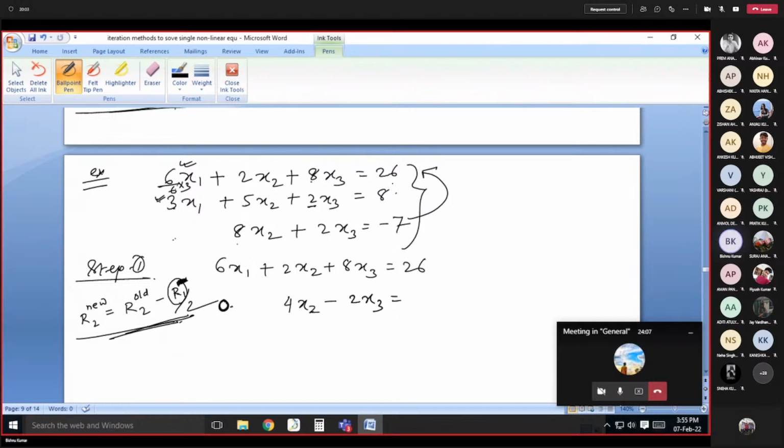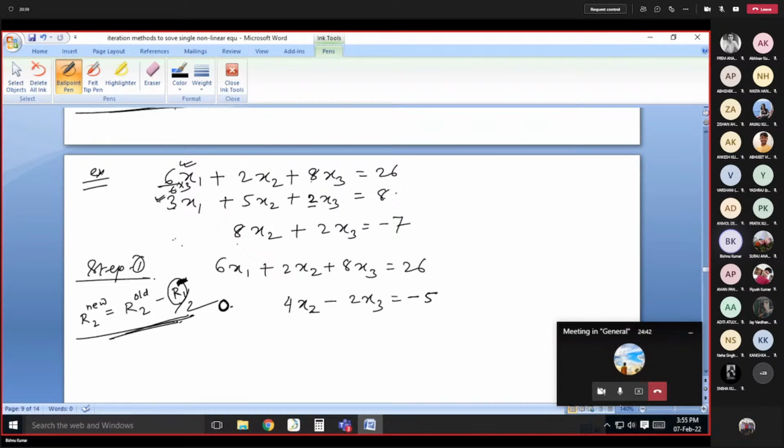Which one have you taken? R2, 5 minus 10. Got it, sir. Now on the right-hand side, that operation you also have to do. 8 minus 26 by 2 means 8 minus 13. 8 minus 13 means minus 5.